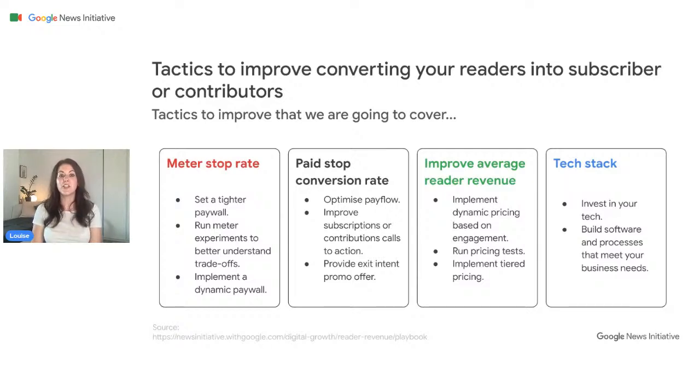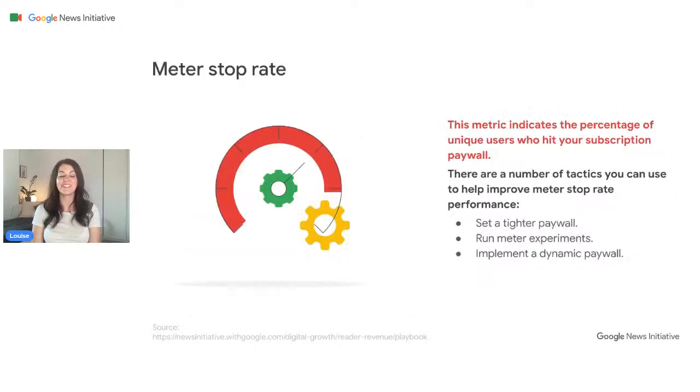So just a few tips: set a tighter paywall, run meter experiments, implement a dynamic paywall as well. Dynamic paywalls change depending on a reader's level of activity. It's a great way of experimenting to see what works and what doesn't. A reader with high engagement will see the subscription paywall at a lower number of articles than a reader with lower engagement. This basically assumes that readers with higher levels of engagement are more likely to subscribe than readers with low levels of engagement.